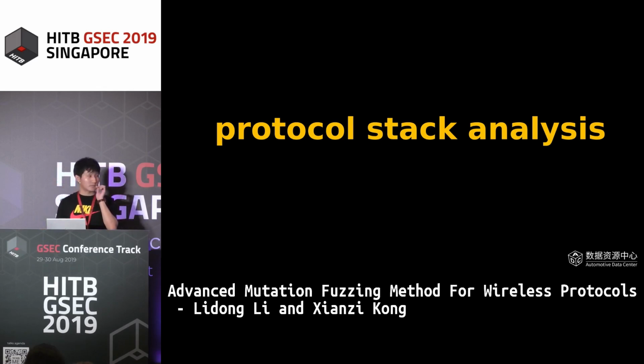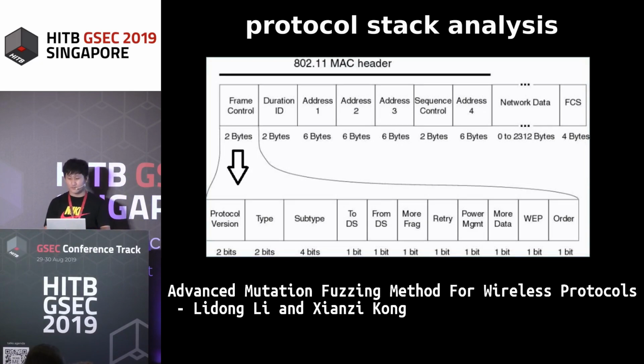So firstly, protocol stack analysis. 802.11 belongs to the data link layer. It is a layer 2 protocol. The station uses a MAC address to communicate with the access point. The 802.11 protocol defines 3 types of frames: management frames, data frames, and control frames. Each type defines multiple subtype frames such as the beacon frame, probe request frame, and authentication frame.